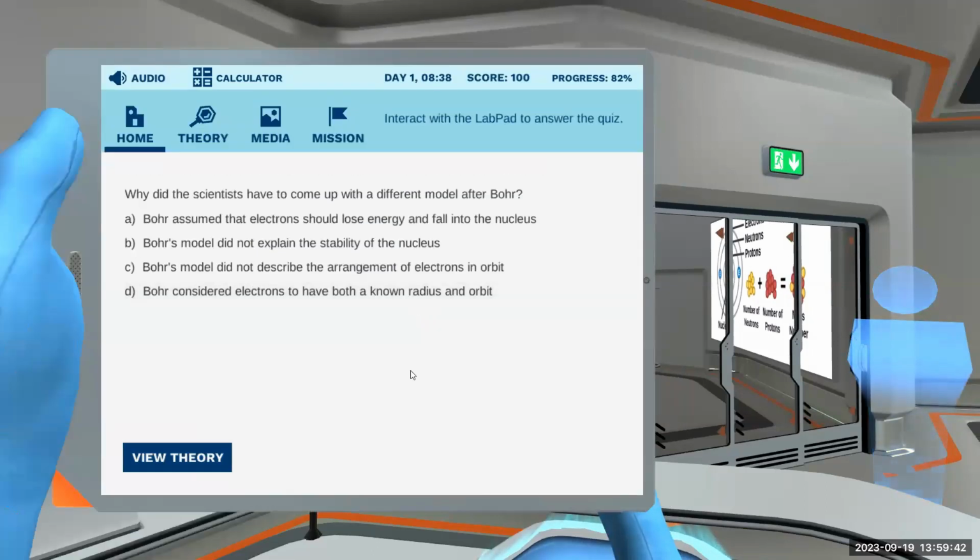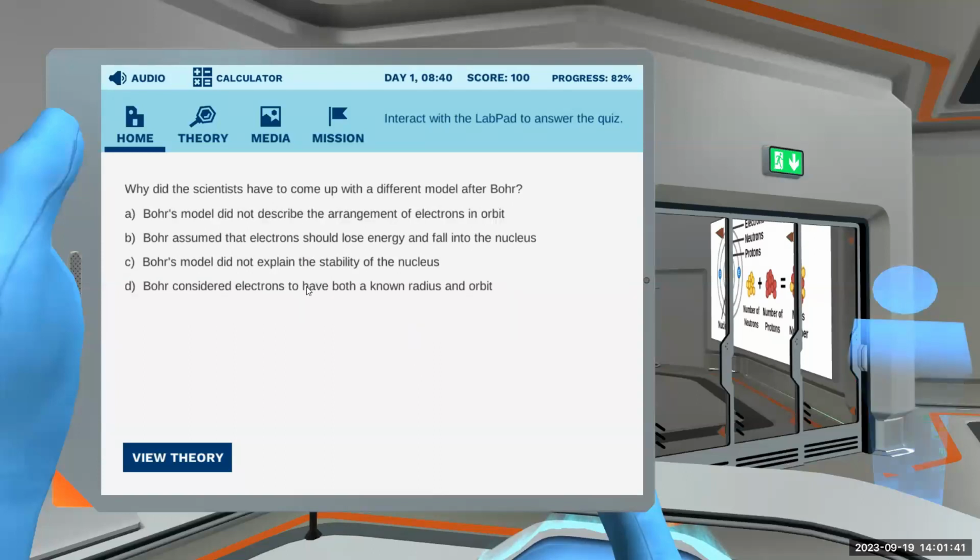Why did the scientists have to come up with a different model after Bohr? Option A. Bohr assumed that electrons should lose energy and fall into the nucleus. Option B. Bohr's model did not explain the stability of the nucleus. Option C. Bohr's model did not describe the arrangement of electrons in orbit. Option D. Bohr considered electrons to have both a known radius and orbit.